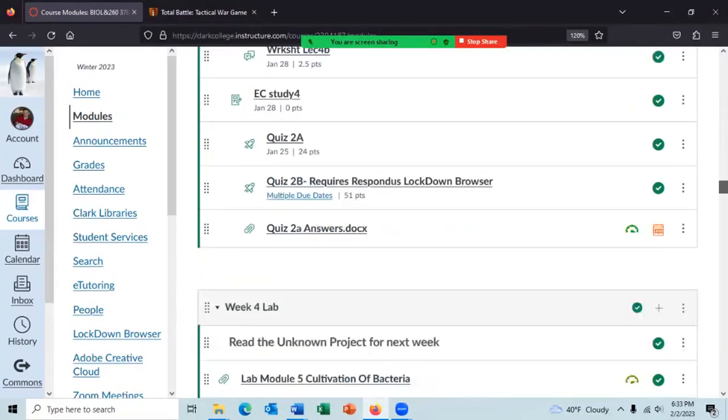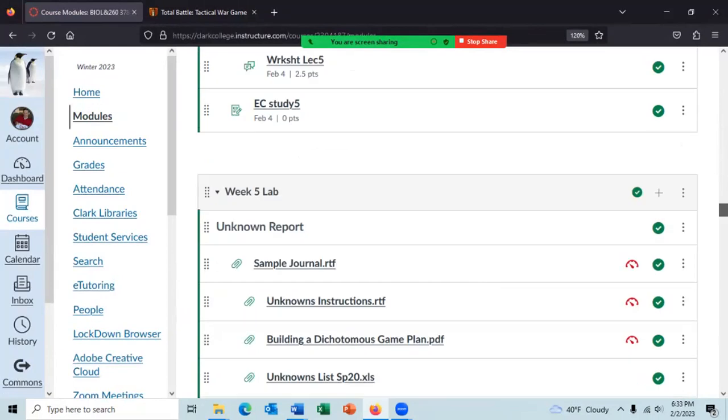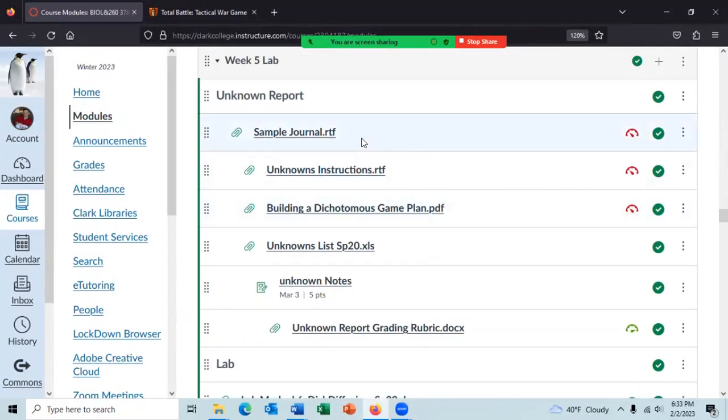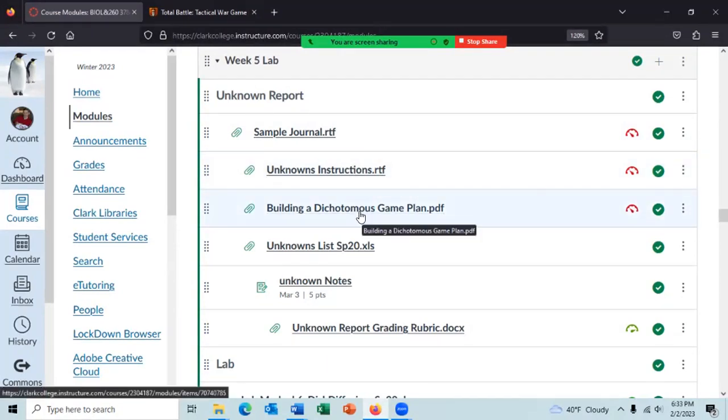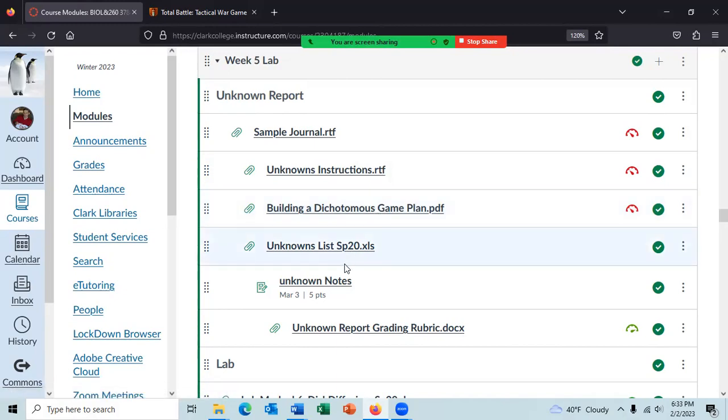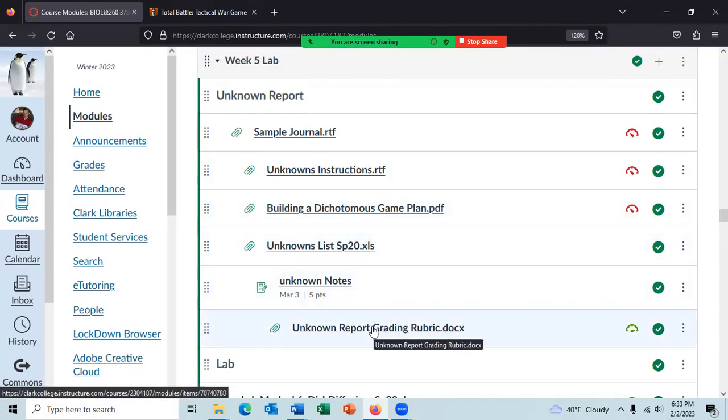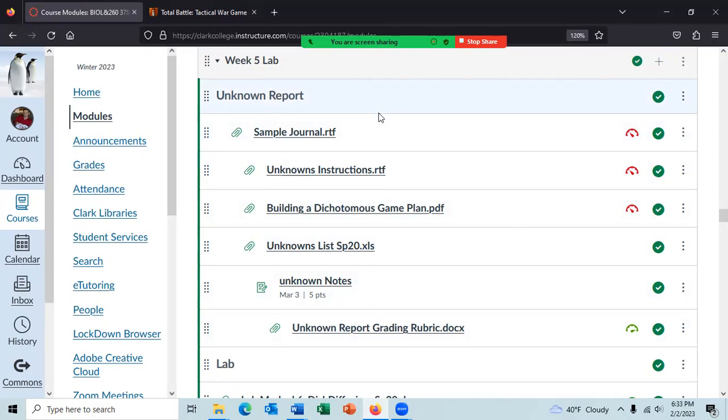You can look up the example of a lab report. That's the sample journal. The instructions, which hopefully you've already read. If you haven't, make sure you do read that. Building a dichotomous game plan, unless you know what doing the project dichotomously means, and you will only do it dichotomously. You could look at the unknown list. I already mentioned that, but look at the report grading. You don't really need to look at this one now, but before you write up your unknown report, you should look at this. Any questions about any of that?